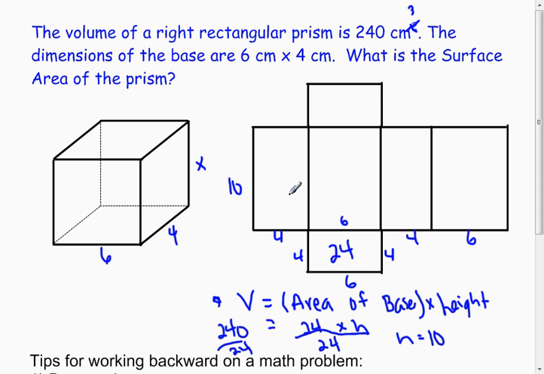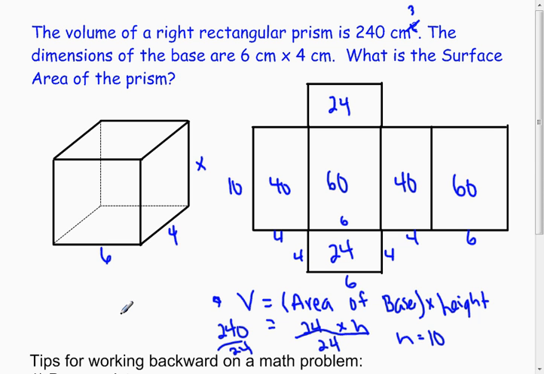and now I have everything I need to answer the question, what is the surface area? So the surface area is when we add up the area of all the parts. This is 24. This one up here is also going to be 24. It's 6 by 4 as well. This is 10 times 4, that's 40. This is 10 times 6, that's 60. This is 10 times 4, 40. And 10 times 6, 60.